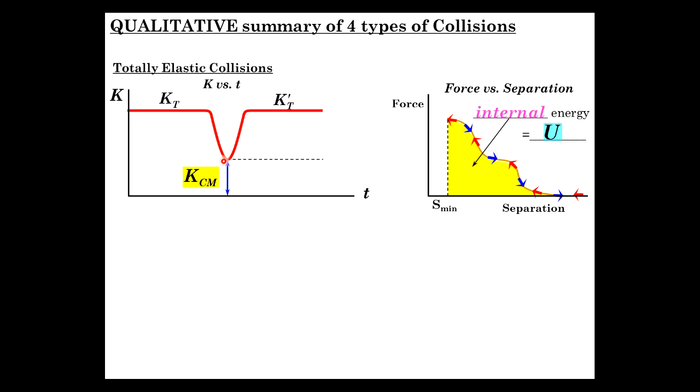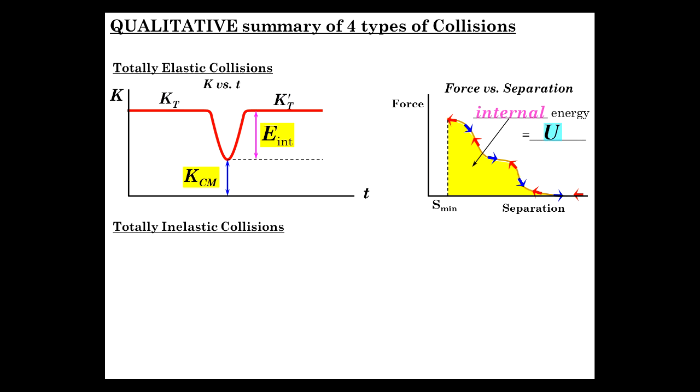But notice how low it is. It's the lowest part of this thing. So we have a higher kinetic energy. It dips down and then goes back up again. And the amount of drop corresponds to the internal energy, and that's given as shown here. So this value of change in kinetic energy corresponds to the area under this curve.